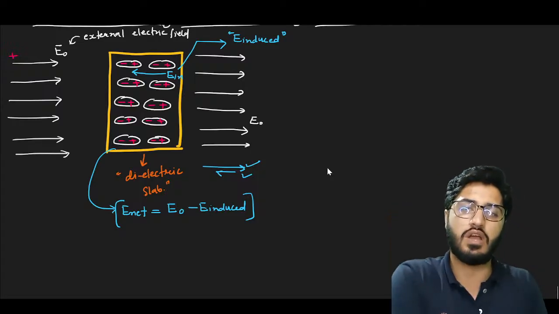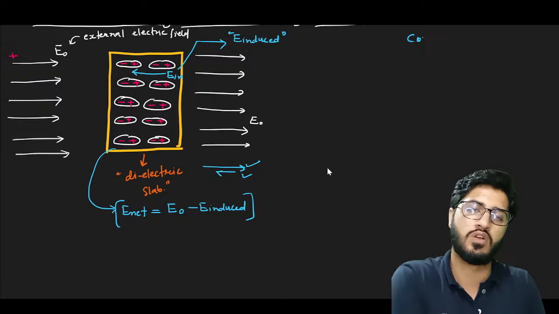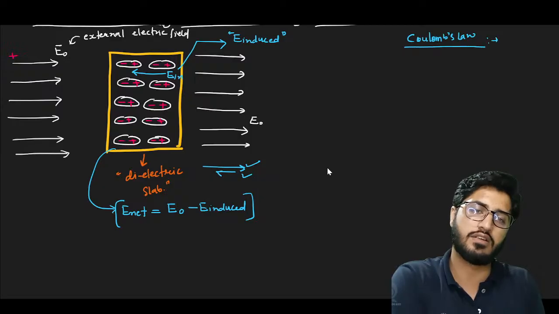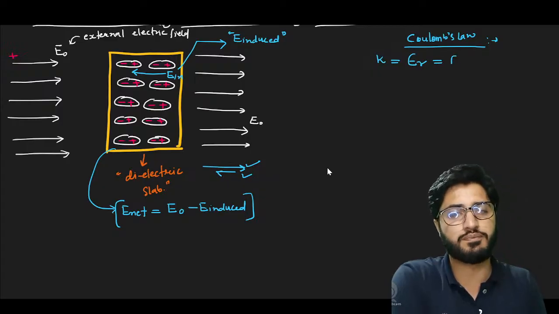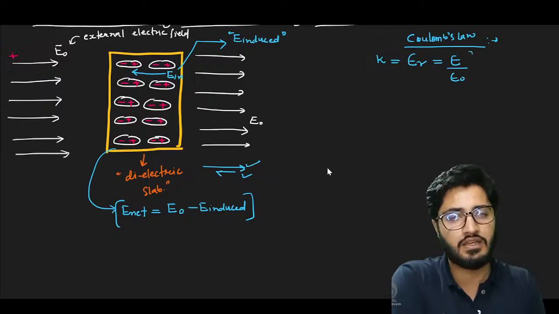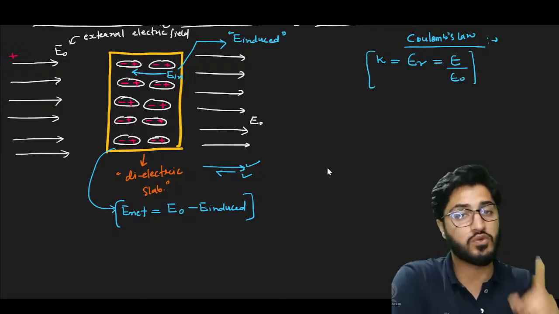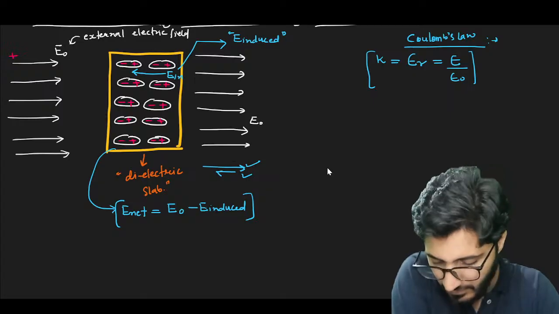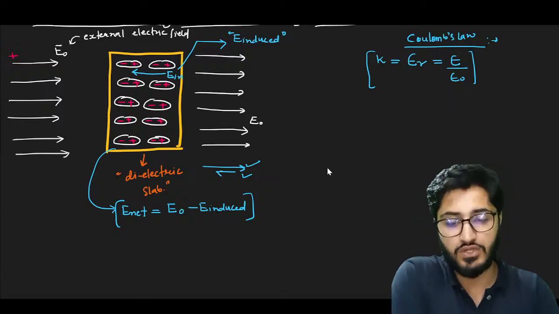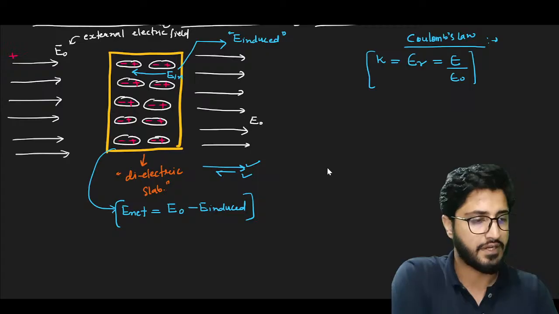One more thing that you have learned from Coulomb's law: the dielectric constant epsilon r, also equal to K, is equal to permittivity in medium divided by permittivity in free space. This thing you need to remember from Coulomb's law. Done, beta?